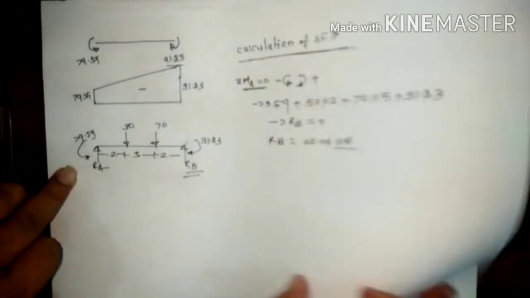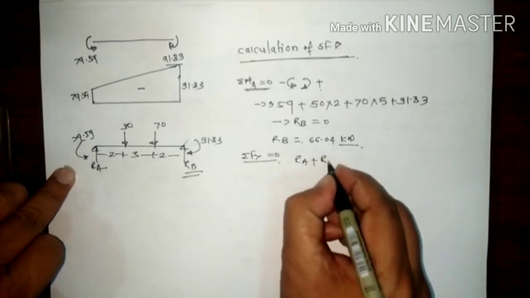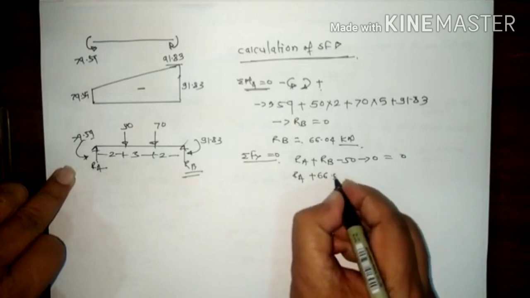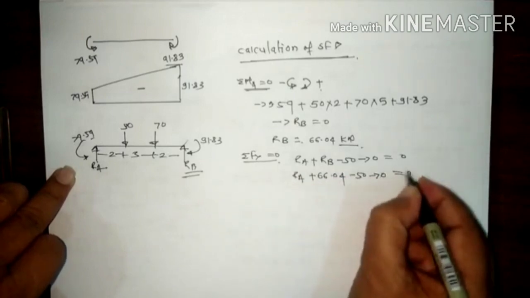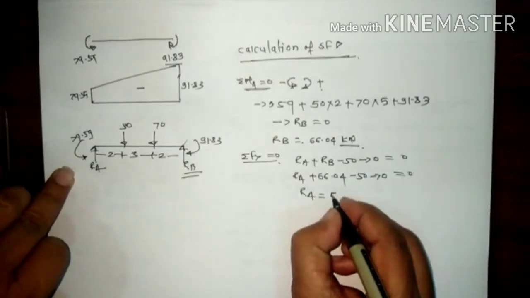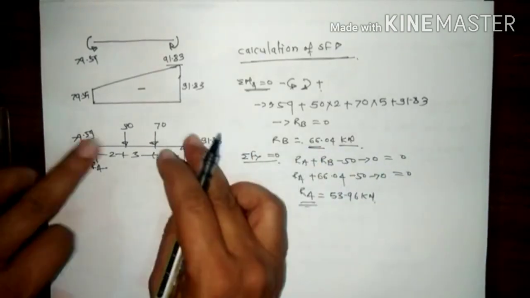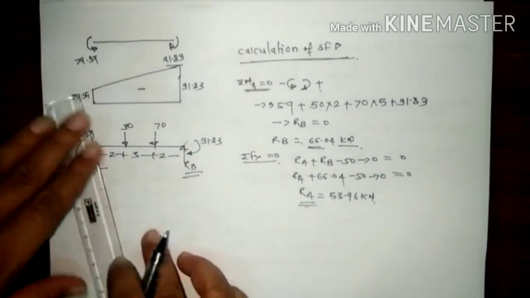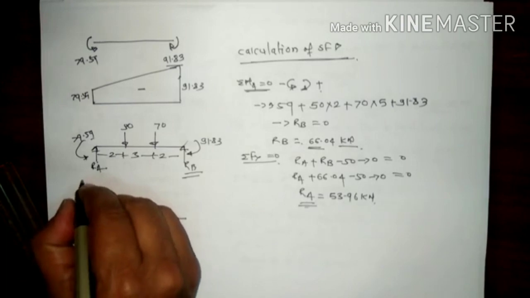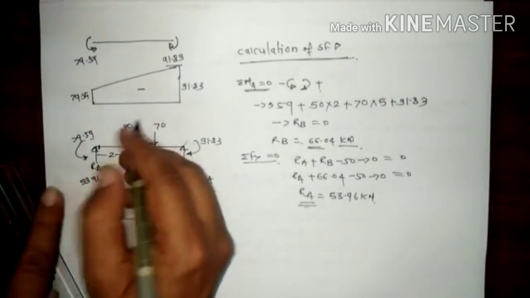The previous one was 64.28. Okay. Now if we apply the sigma Fy condition, RA plus RB minus 50 minus 70 is equal to 0. So RA plus 66.04 minus 50 minus 70 is equal to 0. So RA becomes 53.96. So now we have RA and RB considering the fixed end moments. Now we have to draw the shear force diagram. Consider this is our beam, with RA 53.96 and RB 66.04.